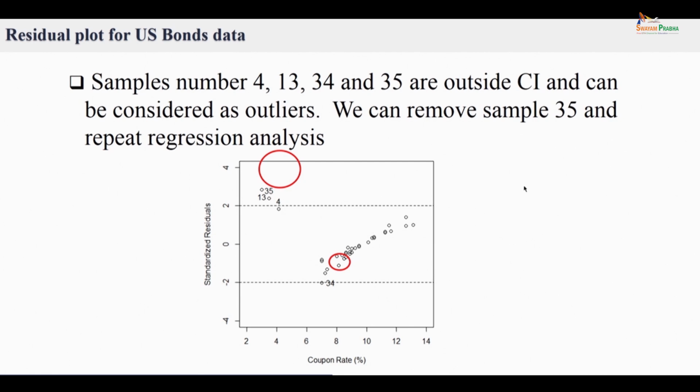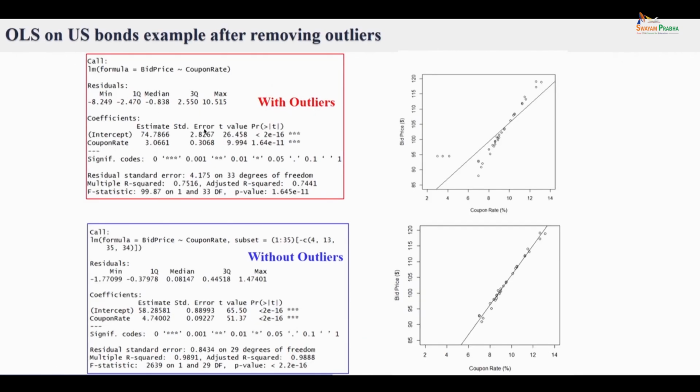Here we have removed these 4 samples, 4, 13, 35, and run the regression analysis again. You can see that the regression analysis retaining all the samples is shown on the right hand side, the plot, and the corresponding intercept, coupon slope, as well as the F test statistic and R squared value are shown here. Once we remove these 4 samples which we identified as outliers and rerun it, the fit seems to be much better. It is also seen on the left hand side that the fit is much better.